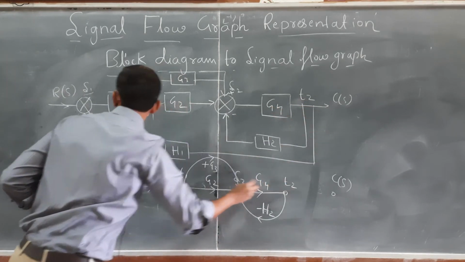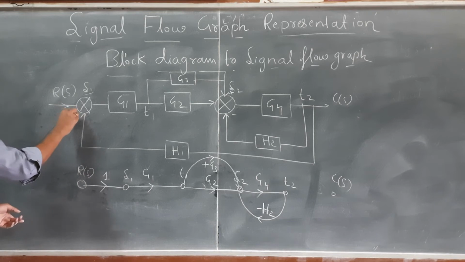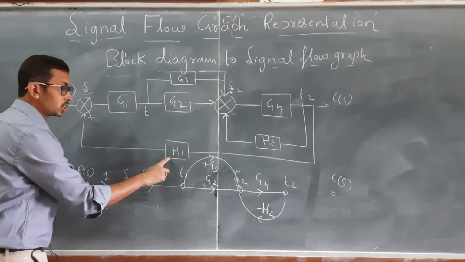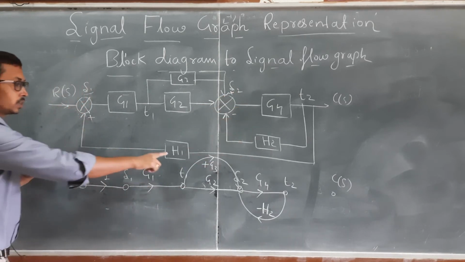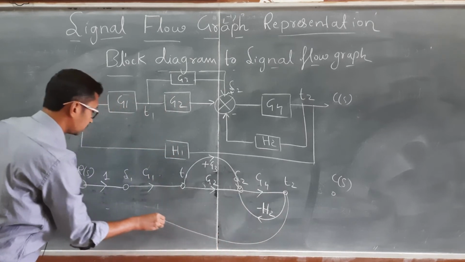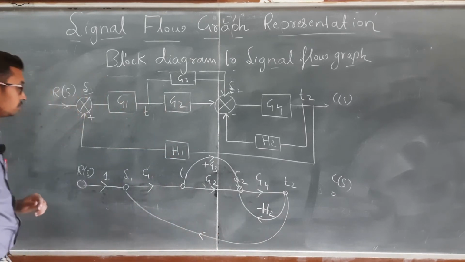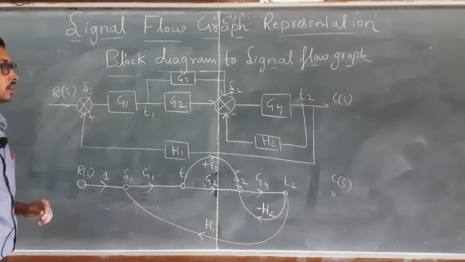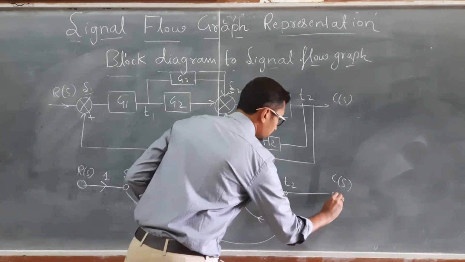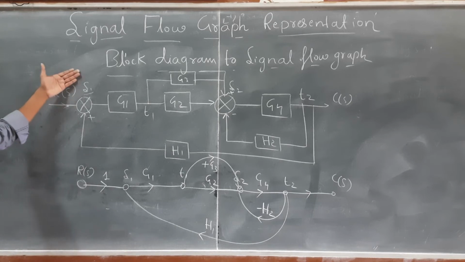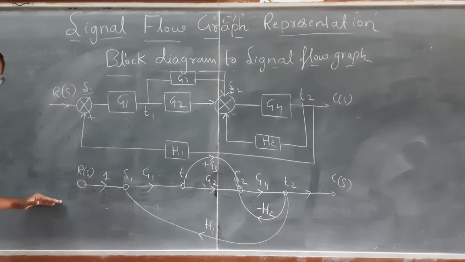From this takeoff point, we have a signal to summing point 1. If nothing is there, it means it is positive. What is the branch gain from takeoff point to summing point 1? It is H1. So I am going to represent this like this. Okay, so this is H1, and we have an output, C of S.